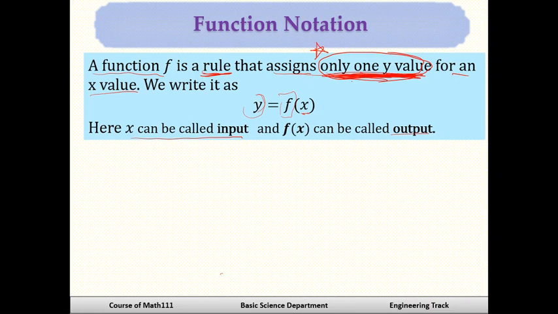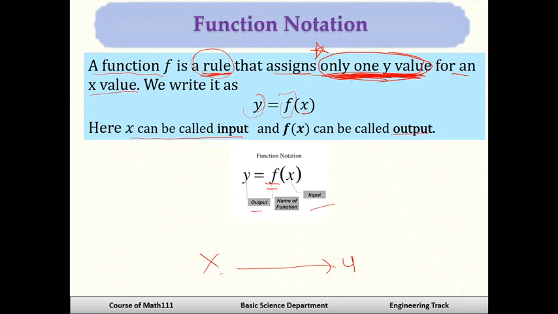So let's look at the notation here. f is telling us the name of the function, and x is the input and y is the output. We say it's a rule, or you can say it's a matching rule. You can make the matching between x and y. So this is the rule here: f takes x and matches it to y, and the value of y is y equal to f of x.